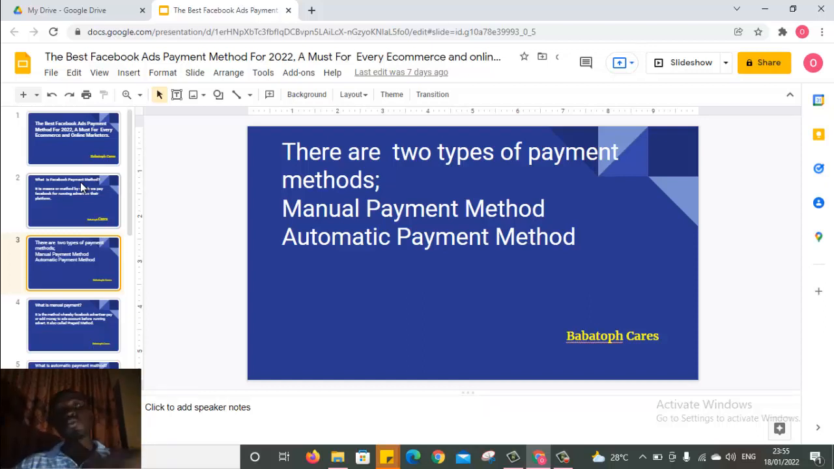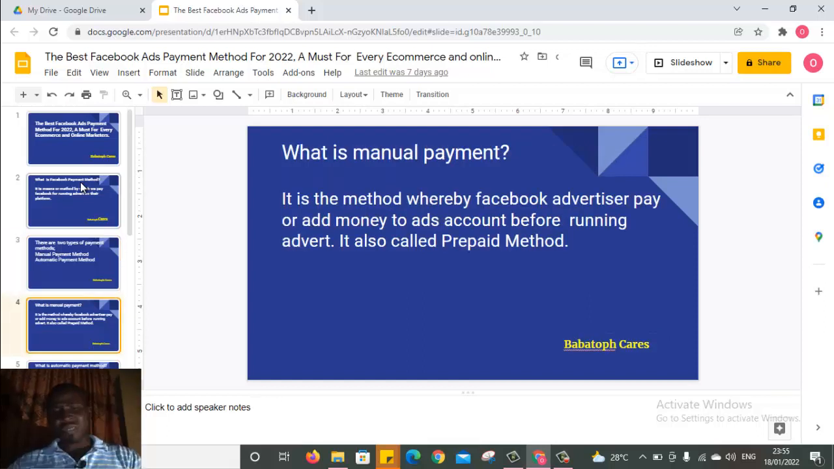So that's why it's good to know, because when you know the different types of Facebook payment method that we have, you'll be able to say which one is the best, which one I should use, which one I shouldn't use at this time. So we have manual payment method and automatic payment method.